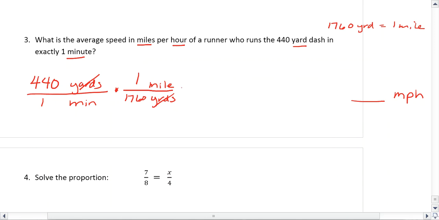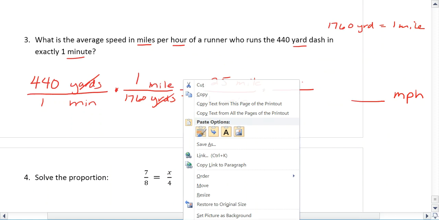And we would end up with 0.25 miles in 1 minute. So we're halfway there. We want miles per hour and we have miles per minute. So we want this minute to go away. Set up another multiplier. If the minute is down here, we want to put the minutes in the numerator so that minutes cancel.